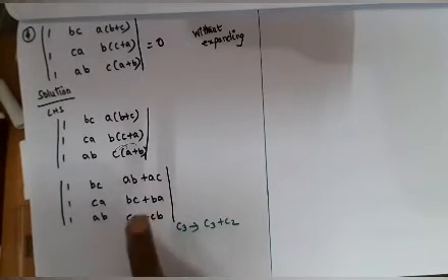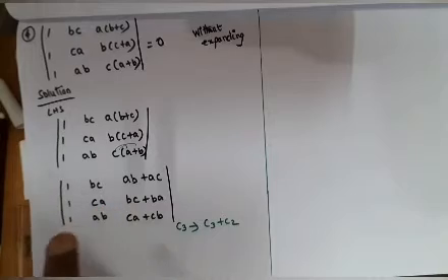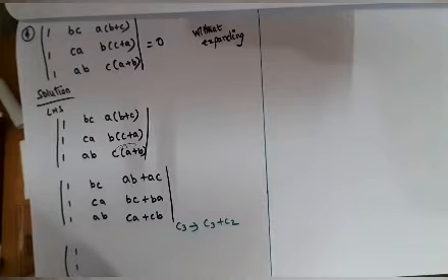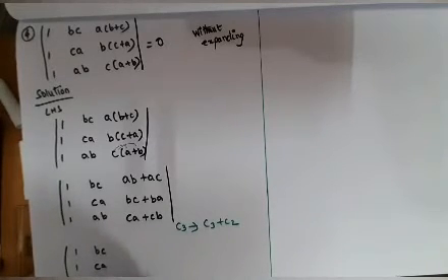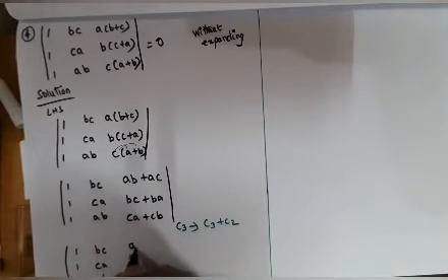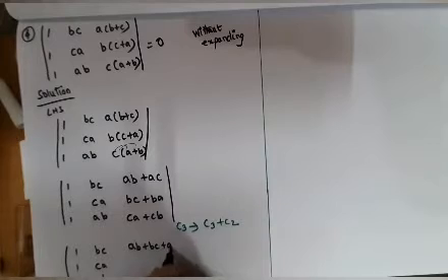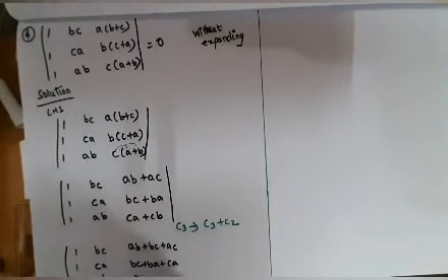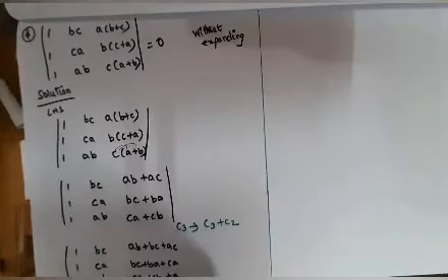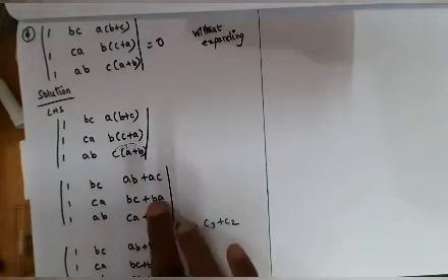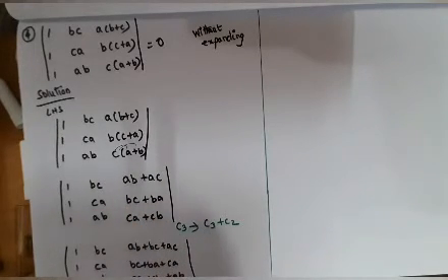Then C3 plus C2. If you are adding C3 plus C2, the new terms of C1 and C2 remain the same. Nothing happened. But in C3, the two things get added: AB plus BC plus AC, then BC plus BA plus CA, then CA plus CB plus AB. I added C3 plus C2.